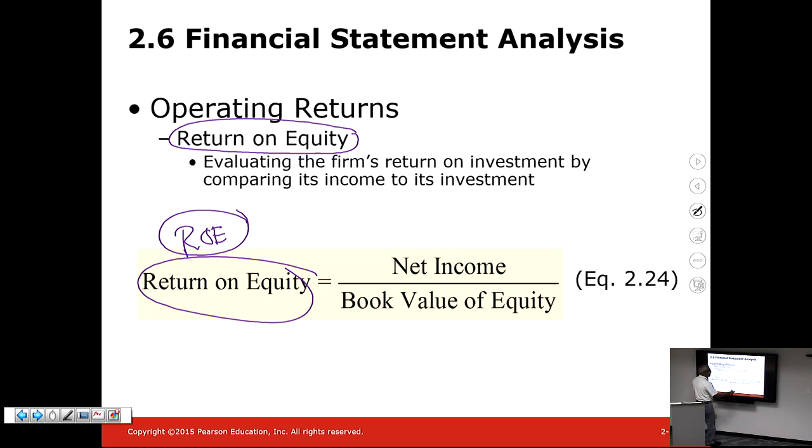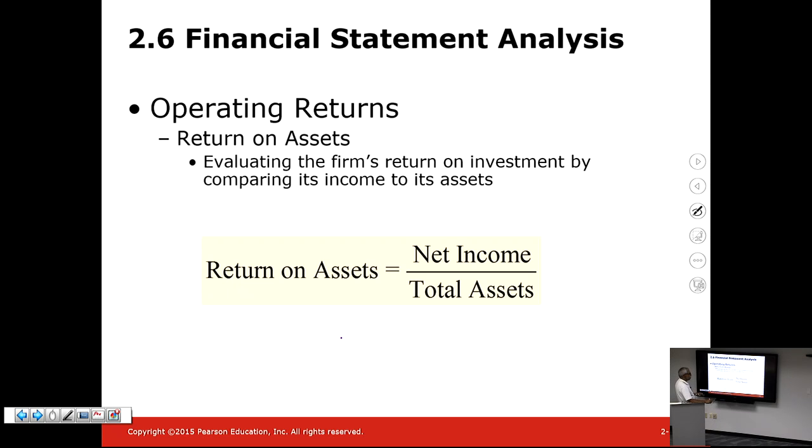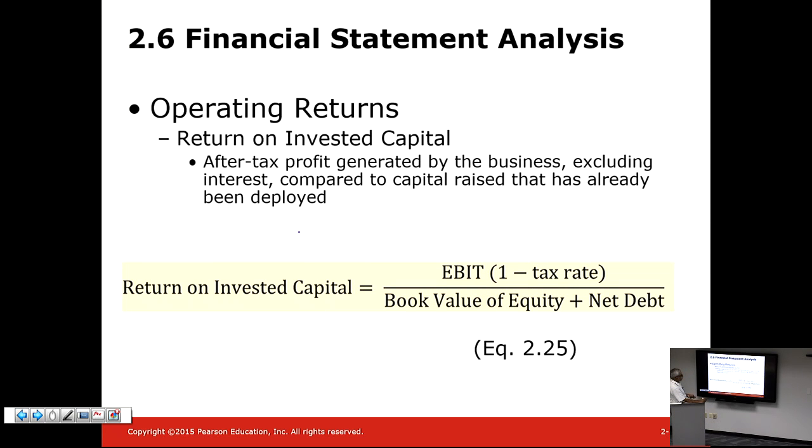And how do we calculate that? We take net income, all of which belongs to the shareholders, and we divide that by what the shareholders had originally provided. That's why we take the book value of equity, not the market value, but the book value of equity. And that gives us the firm's return on investment to equity holders. Similarly, we can do return on assets, or what we call ROA, but the ROE is the more interesting of the numbers. Okay.